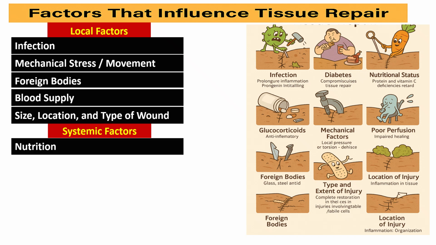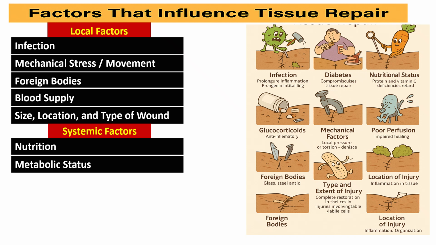The systemic factors affect the whole body, and one of the systemic factors is nutrition, in which protein deficiency slows the synthesis of collagen. Vitamin C is critical for collagen hydroxylation and cross-linking, so deficiency of vitamin C also leads to delayed healing. Diabetes mellitus impairs inflammation, angiogenesis, and collagen deposition.